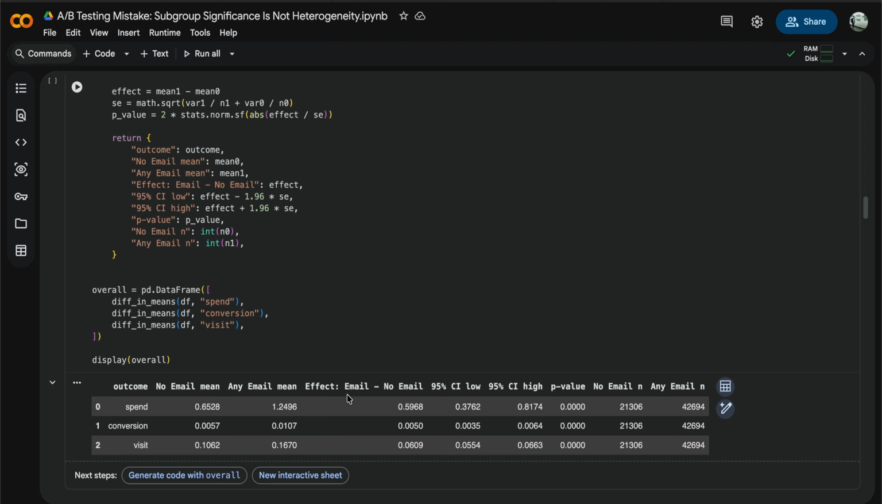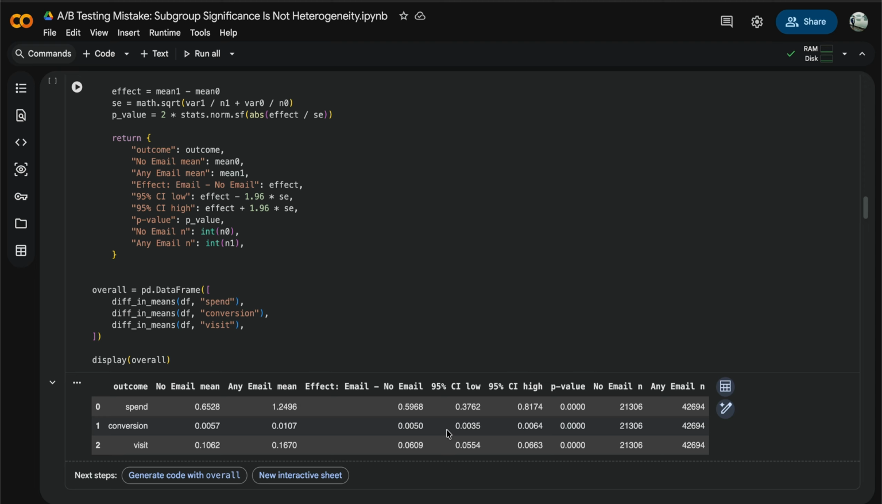The spend effect is positive, 0.5968. This means the customer who receives an email spends more on average than the customer who did not receive an email. And this is very useful, but it is only the average effect. And the real business question usually comes with more nuance.